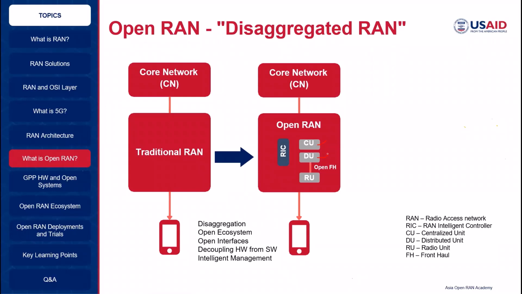Next is to open the fronthaul. This one we need to open. It should not be proprietary. If the fronthaul is open, we can connect any equipment coming from different vendors, which is also open, to each other. We can mix and match.